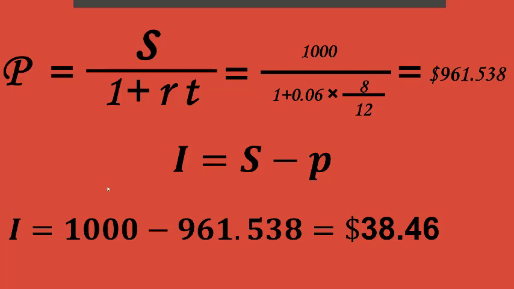So I equal S minus B. S equal 1,000, B equal 961, so I equal $38.46. She will get $38 as a benefit or as an interest.